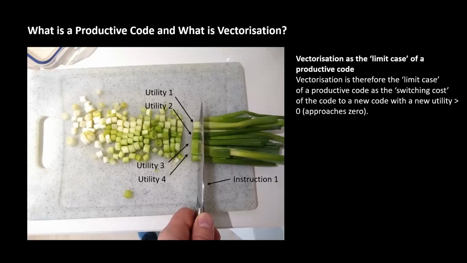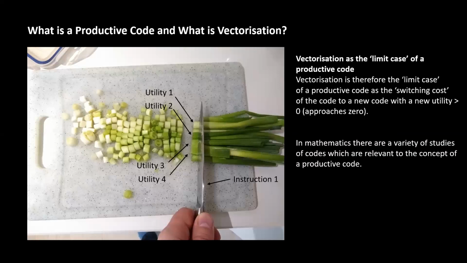Vectorization is the limit case of a productive code, which means that as a productive code's switching cost between useful instructions approaches zero, then once it reaches zero, you've got vectorization of those utilities. So they're performed in one instruction because the switching cost between them is now zero. And so that's why we call that the limit case.